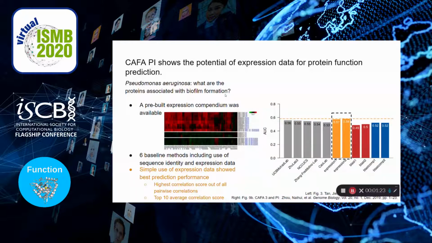So at this point, we started to wonder: we have sequence, structure and protein-protein interaction information available in MEDICAL. If we supplement it with expression data, whether or not we can help the prediction based on the co-expression patterns.